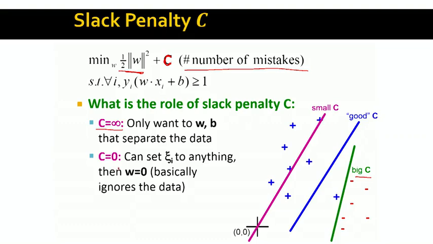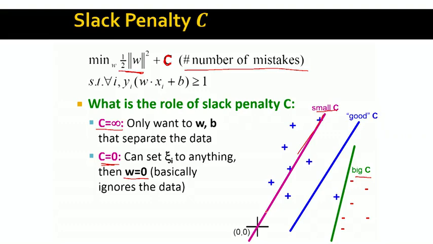For example, if we would set C equals 0, which would basically mean that we don't really care about misclassifications, but we just want to make our W as short, as small as possible, then basically this would ignore the data, and the whole decision boundary would just be something that goes through the coordinate origin. So it could be this violet line that I show here.